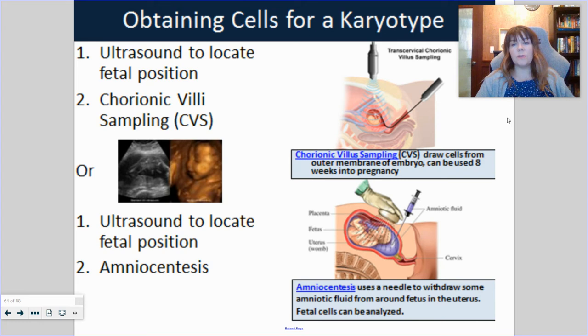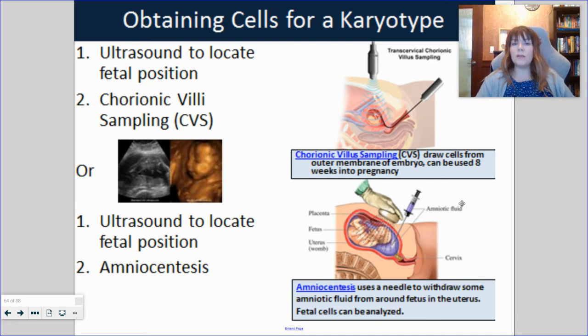The other one you can do is something called an amniocentesis. This happens usually around 12 to 15 weeks because they're taking amniotic fluid after the placenta has fully formed. With the ultrasound, again, you go on the outside, find fetal position, and then you use a really, really long needle that goes in near the belly button, and you withdraw fluid. The fluid found around the fetus in the uterus, the amniotic fluid, actually has fetal cells sloughed off into it. So you find those fetal cells and you analyze them.